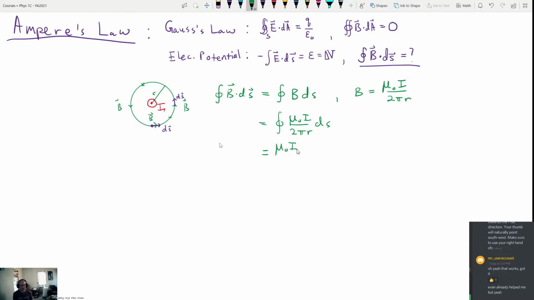So we just get mu naught I over 2 pi times the radius of the loop, and then we just need to do the integral of ds over the entire circular path right here. If we do that, similar to the problem we did just a second ago, we're going to get 2 pi r. Which is then remarkably going to cancel out. The radius of the loop is gone now, and we find that the integral of B dot ds around a closed loop is equal to mu naught multiplied by the current.